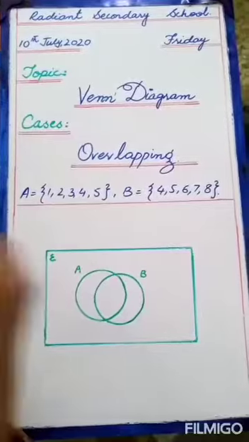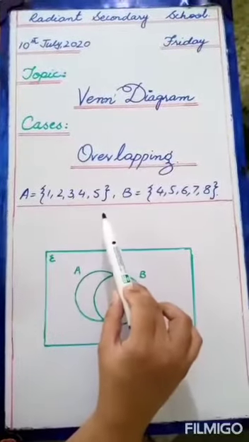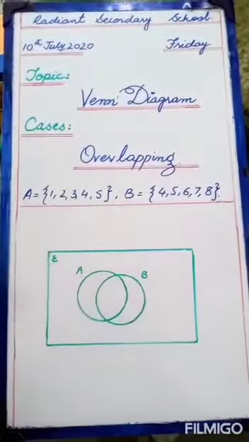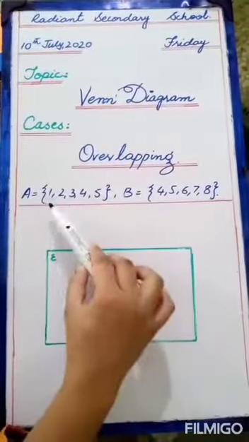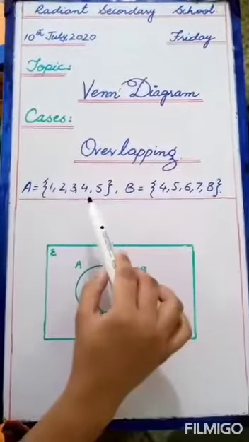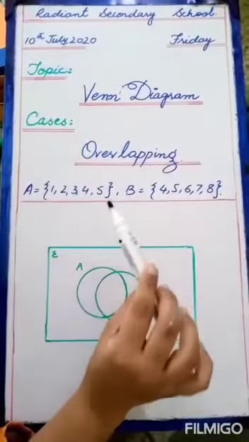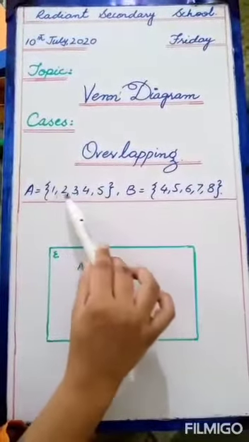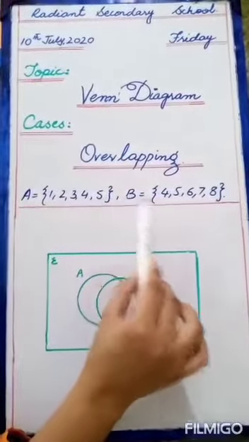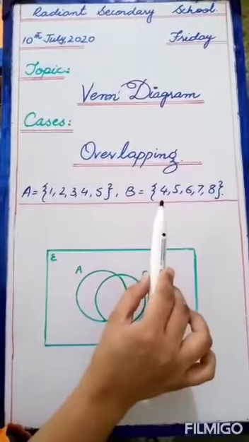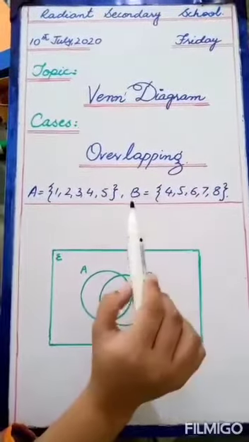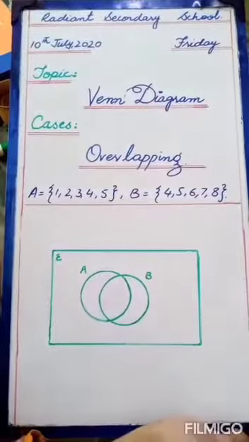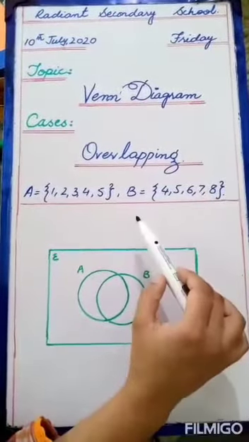Secondly, if at least one element is common, then we will check that no set should be the subset of the other one. In these sets, first of all, I am going to check: is this the case of disjoint? You can see that 4 is common and 5 is common. So if there is even a single element common, it will not be the case of disjoint. It is not the case of disjoint. Secondly, we will check the subset.